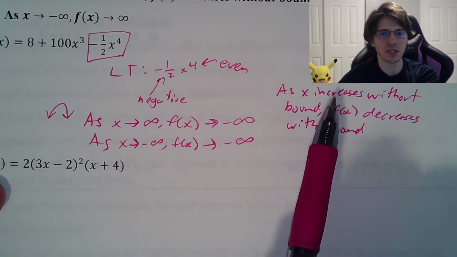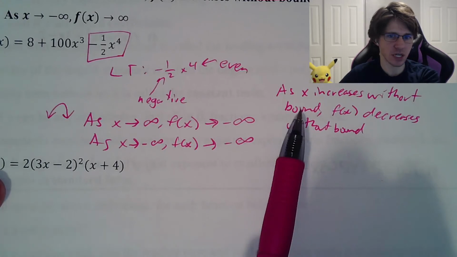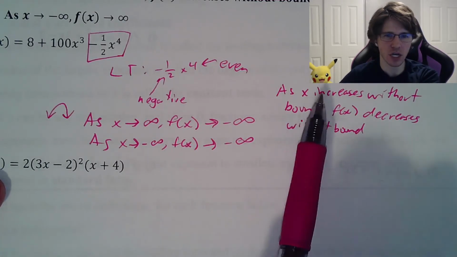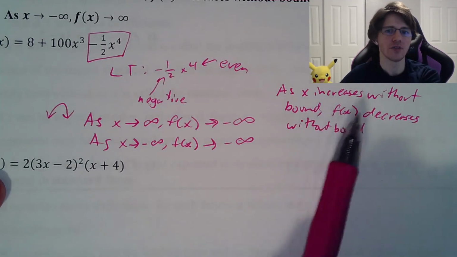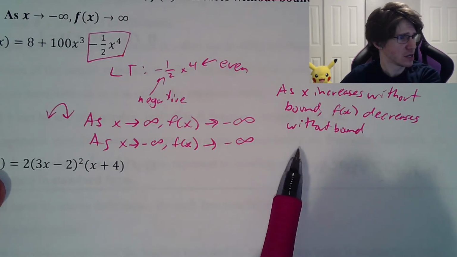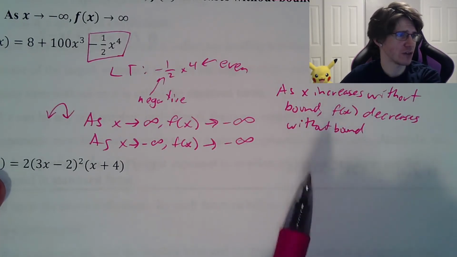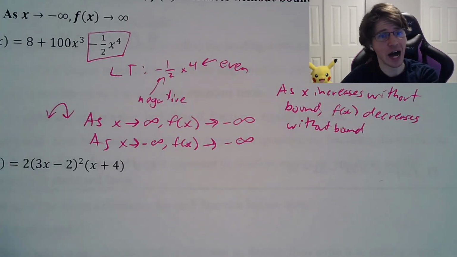As x increases, increase just means gets bigger. Without bound, a bound is like a boundary. So when you're bound together, it has like a wall or something you cannot cross. So x increases without the wall, without boundary. Then f of x decreases without the boundary, without that wall. So just as x goes up, f of x goes down. We could also say it in the fancy calculus way.